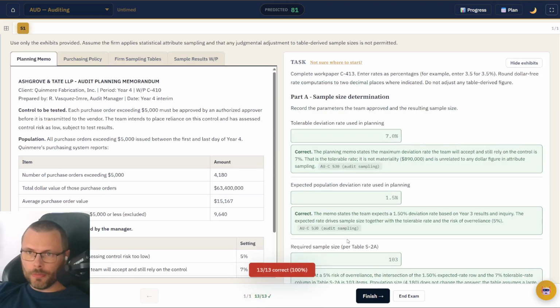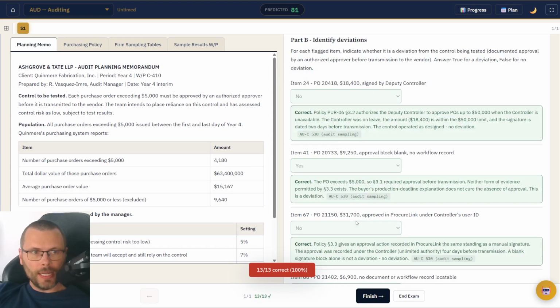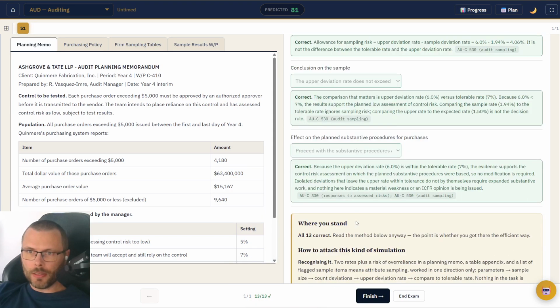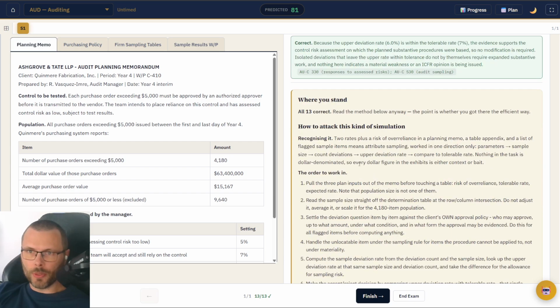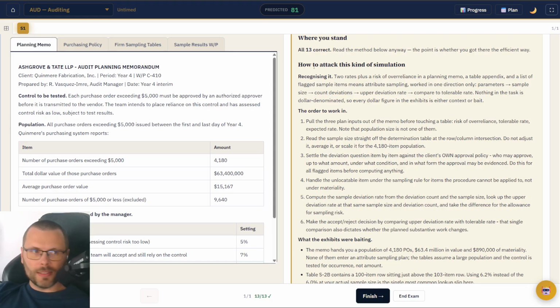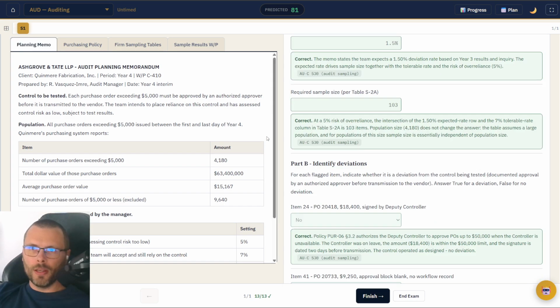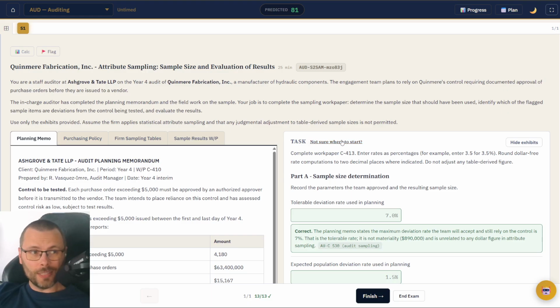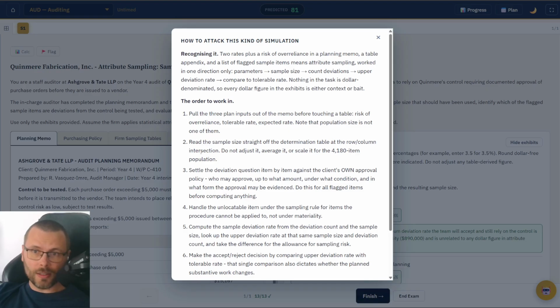And let's grade it. That's a lot of green. Good. Yes, all of ours were correct. All 13 were correct. And the section at the end of the grade, it will tell you how to attack. Now, you could have seen this before. All questions, all sims come with this, well, not sure where to start. Here's how to attack it.